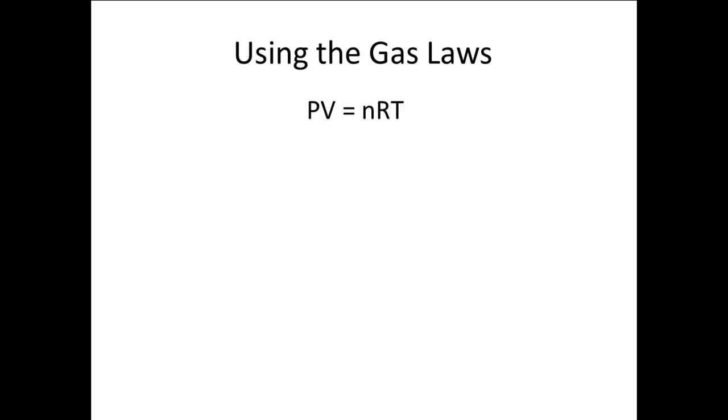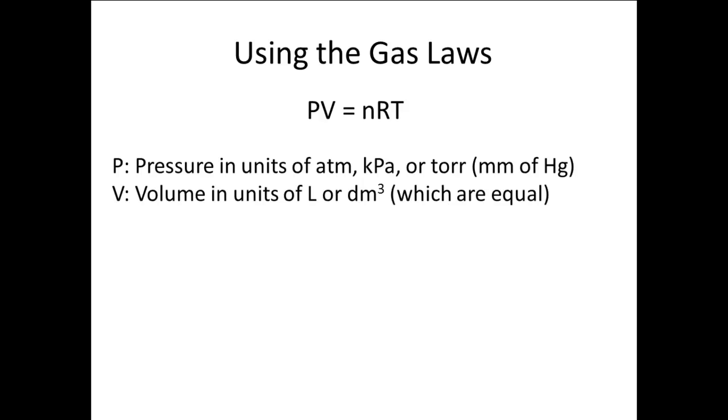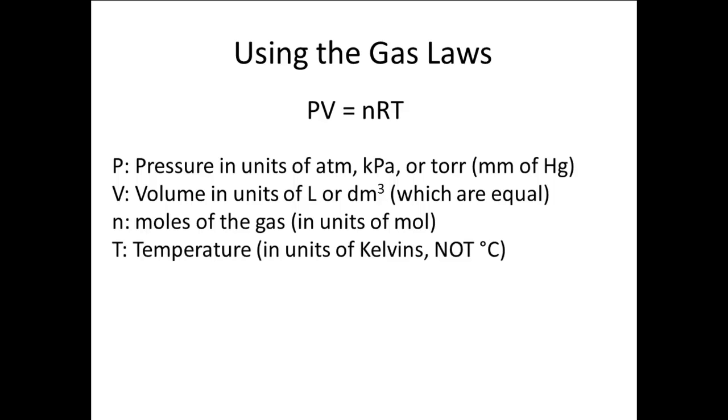The second thing to know and remember is what each of the symbols in the equation means and what units are normally used. These are: P stands for pressure of the gas, measured in atmospheres, kilopascals, or torr, which is millimeters of mercury. V stands for the volume of the gas, nearly always measured in liters or cubic decimeters, which are equal. N stands for the number of moles of the gas, measured in moles. T stands for the temperature of the gas, always measured in kelvins, not degrees Celsius.